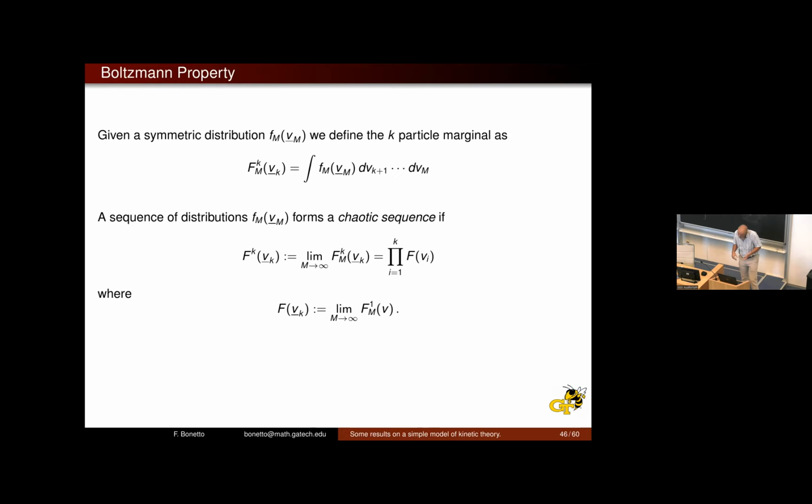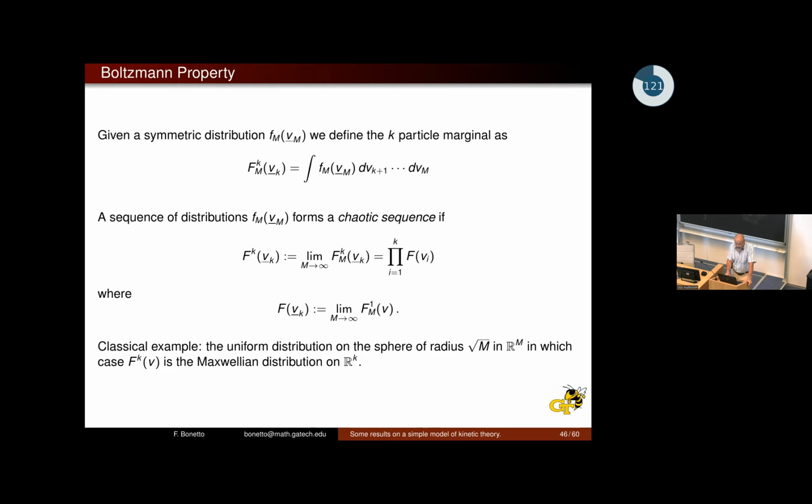This is an extremely nice, very smart way to say that, okay, they are not really a product, but kind of. And keep in mind that the thing physicists always tell you is that there is no interesting physical quantity that depends on more than the three-point correlation function. You never see it in a physical application. Two is the speed of sound, for example. So you normally are interested in very low k: k equal 1, 2, 3 are what you care for. And so you define this as a chaotic sequence.